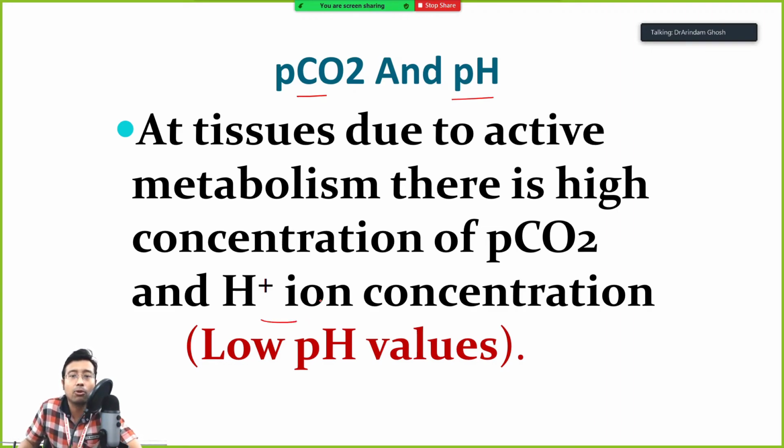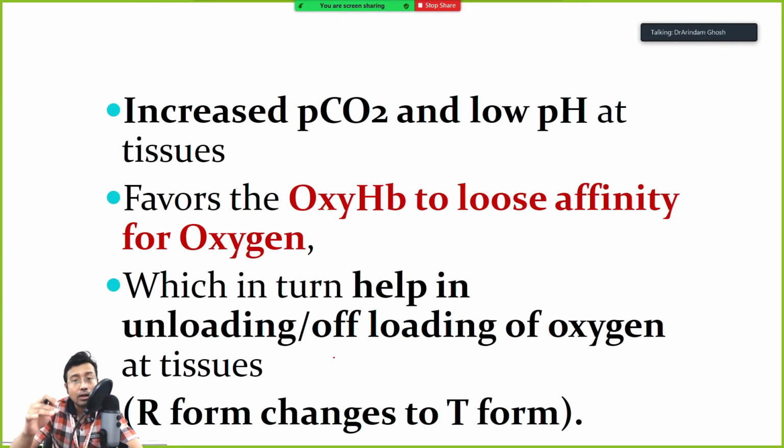So H plus is more and PCO2 is more. Naturally, if PCO2 is more, carbon dioxide will be dissolving in water to give H plus and bicarbonate, and that leads to more H plus. So basically, that leads to lowering of pH. So at the tissue level, high PCO2, low pH. This we know. Now, what does it do?